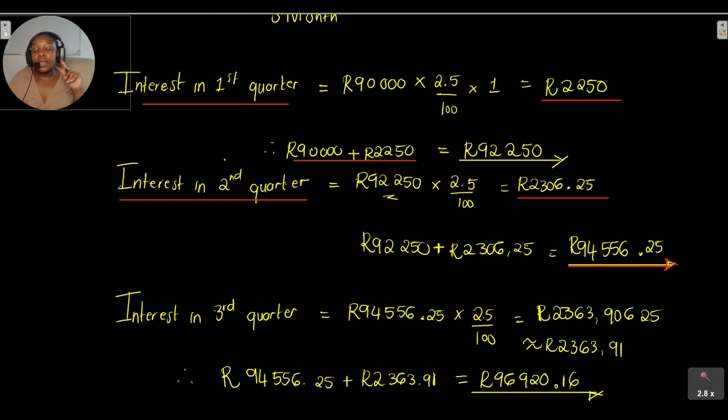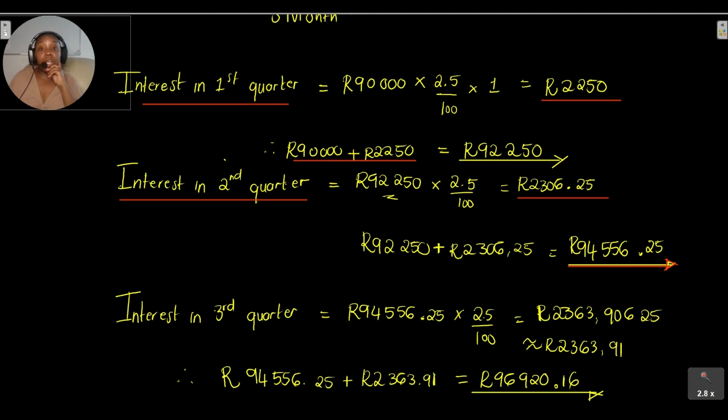We need to calculate the interest that is charged in the third quarter. That 94,556.25, multiplied by the interest rate, gives us the interest that will be added in the third quarter, which is 2,363.91. Therefore, the total amount that he will owe to this bank after 3, 6, 9 months is 96,920. All right, so this is a lot.